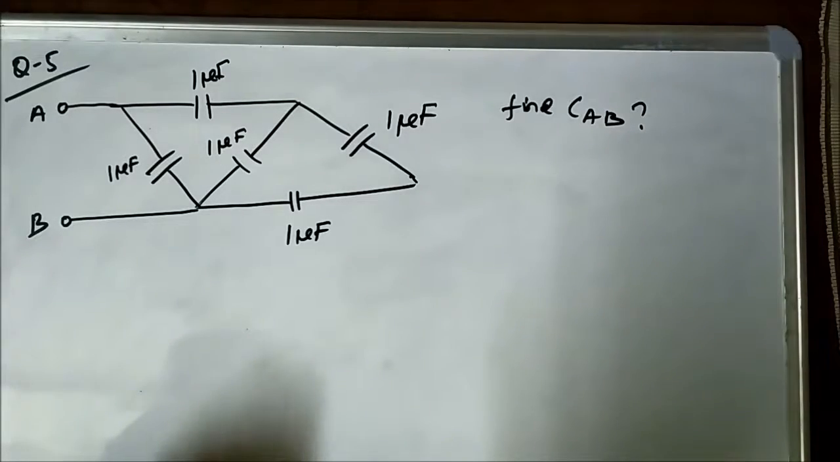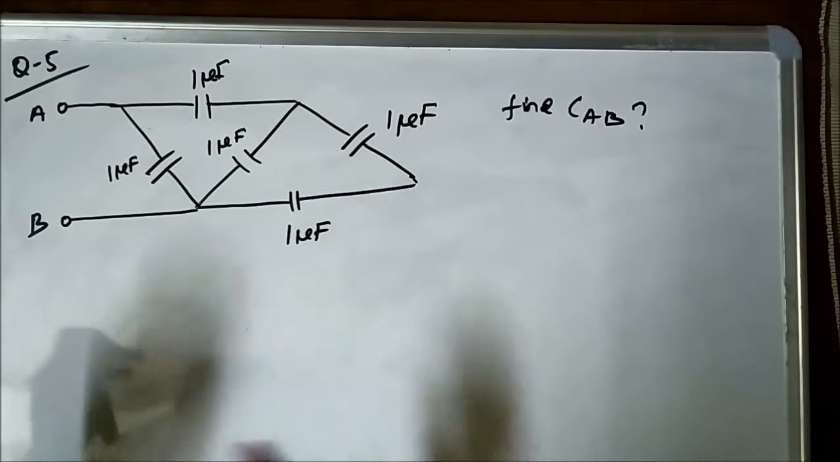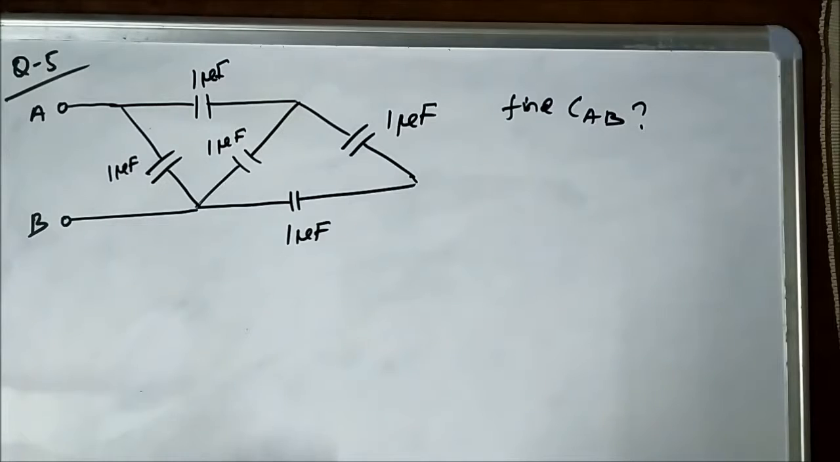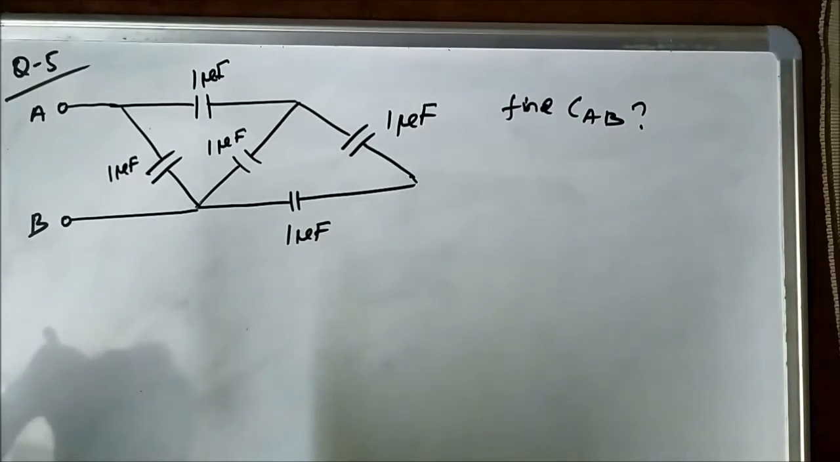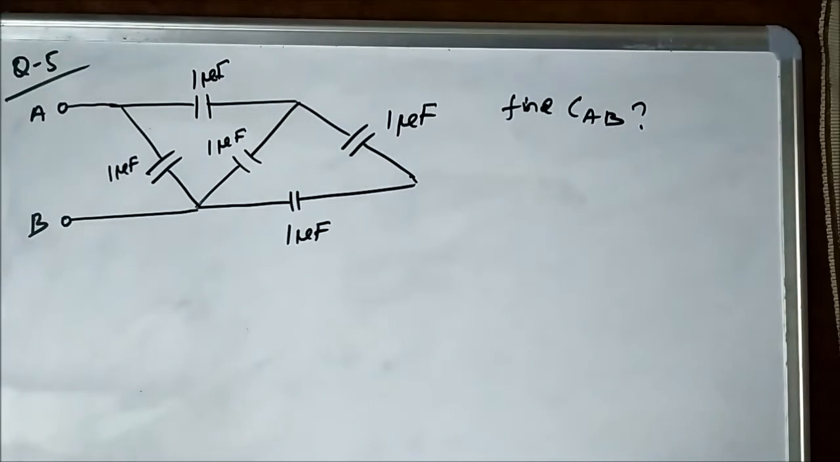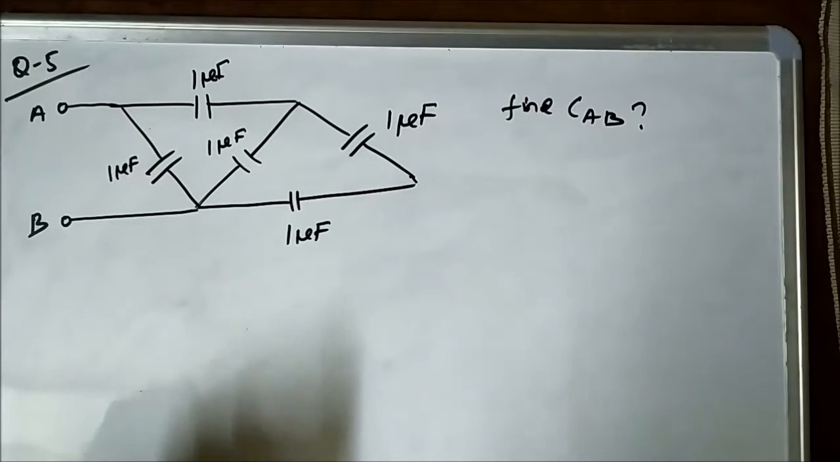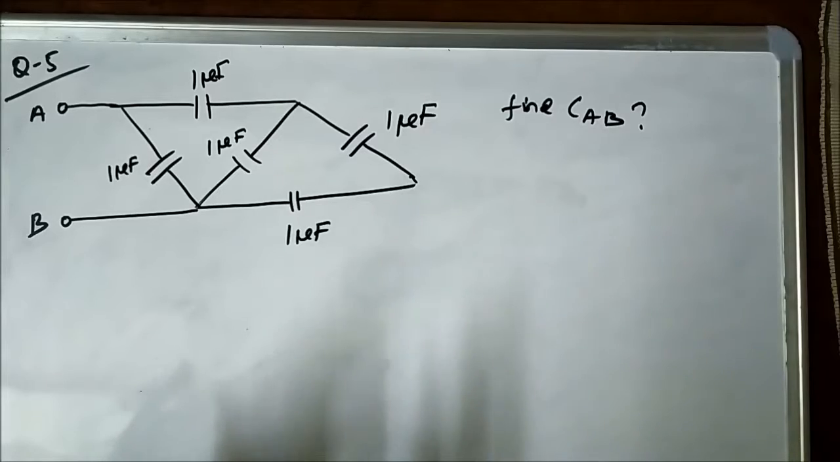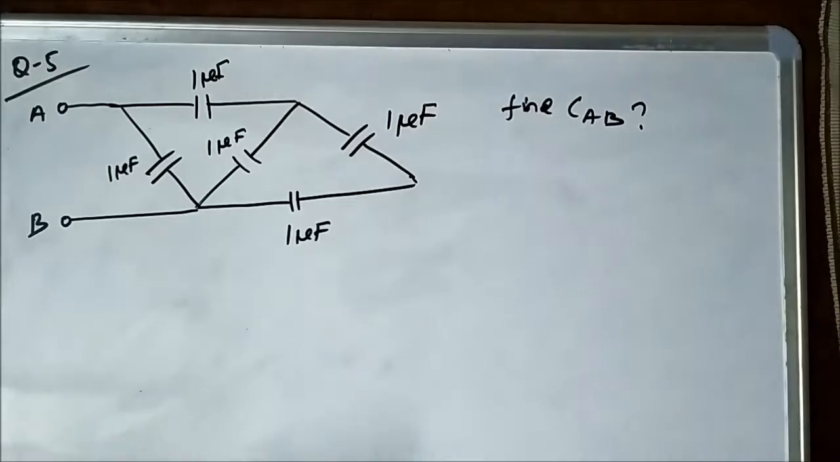So this is the fifth question related to equivalent capacitance calculation. We have all 1 microfarad capacitors which are connected in this way. Now, by looking at the circuit, one may think that there is a delta shaped thing involved here, so there will be application of delta to star or star to delta transformation technique, but there is no requirement of that.